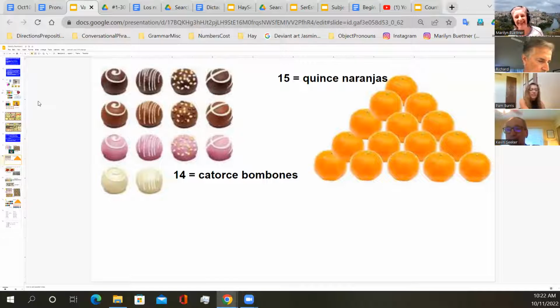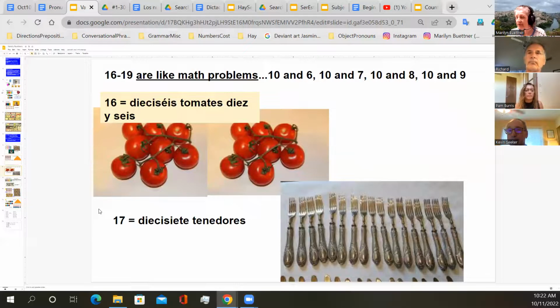I guess that's all I can tell you. It's just the way it is. It might go back to a Latin thing, but I'm not really sure. Now they go to the math problem thing: 10 and 6, 10 and 7, 10 and 8, 10 and 9, until we get to the next double digit. Each time we get to a multiple of 10, we get a different word.